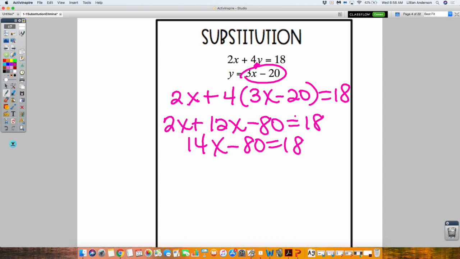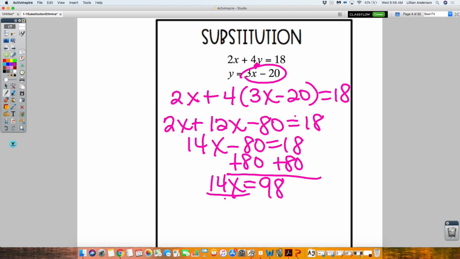What do I do from here? Yes. Add 80 to both sides. And what is 18 plus 80, Sonny? 98. And then the final step is divide. Yes. And 98 divided by 14. Did it come out to a whole number? Yes. It, what? 7. So we have x equals 7.